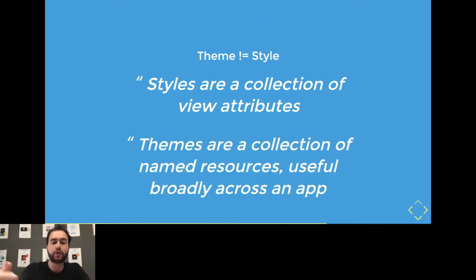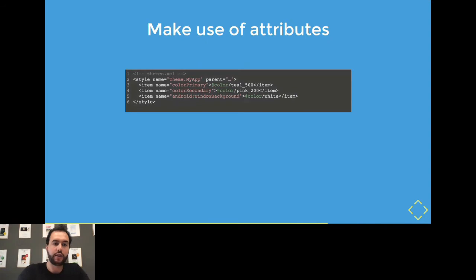Then themes should be collections of named resources, and these should be used broadly across apps. This is a huge topic by itself, so I'll go for a very simple example so far. Let's say we're going to define our My App theme, and in here we should probably start by defining each of these attributes, such as color primary, color secondary, accent color, whatever.